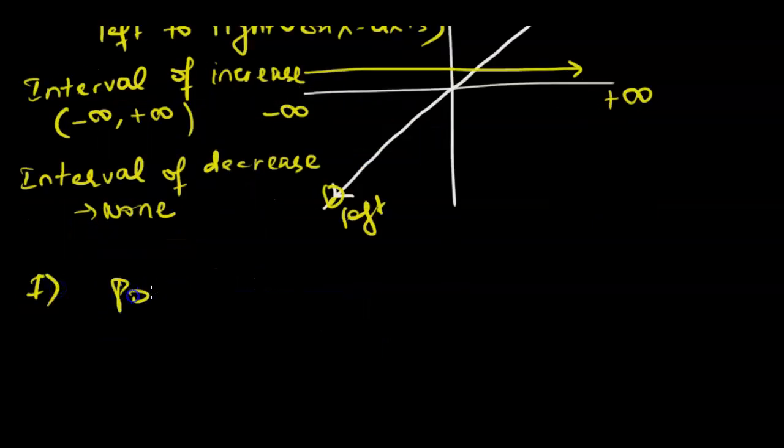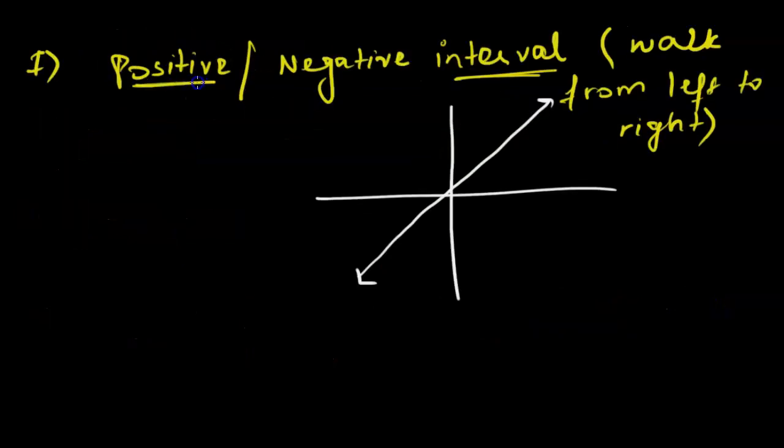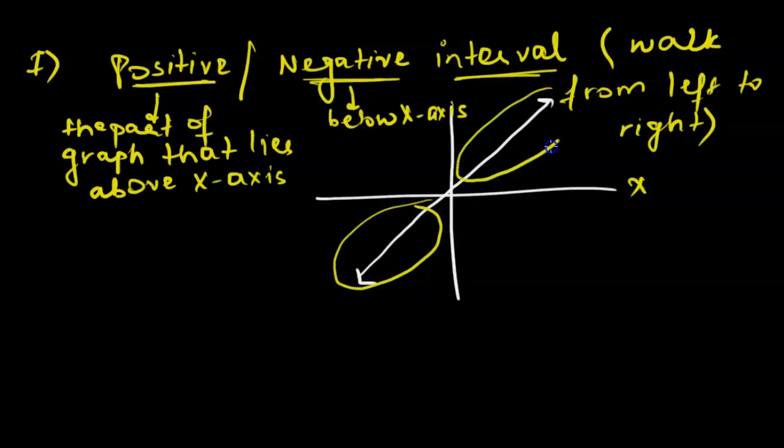Next characteristic is positive or negative interval. Because it's again an interval, that means we have to look for x values. And here also we have to walk from left to right. Now, positive interval means the part of the graph that lies above the x-axis, and negative means the part that lies below the x-axis. We notice that in this graph, this part lies below the x-axis because this is our x-axis, and this part lies above the x-axis. So this part is the negative part of the graph and this part is the positive part of the graph.